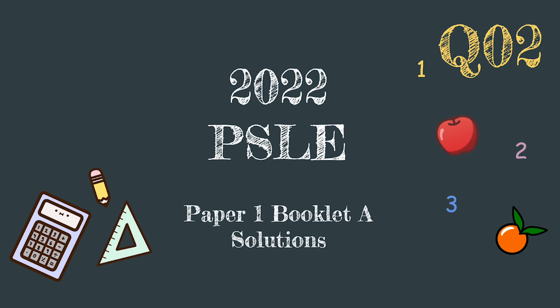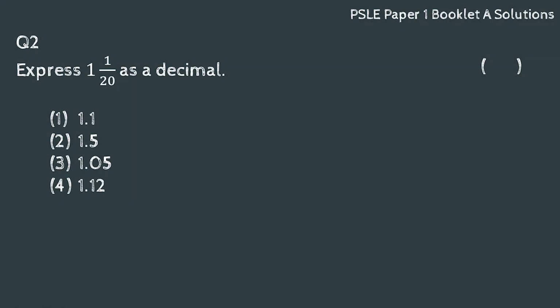Question 2. Express 1 and 1 over 20 as a decimal. This question is under the topic of fractions and decimals. We know that 1 is a whole number, so we can focus on the fraction 1 over 20.